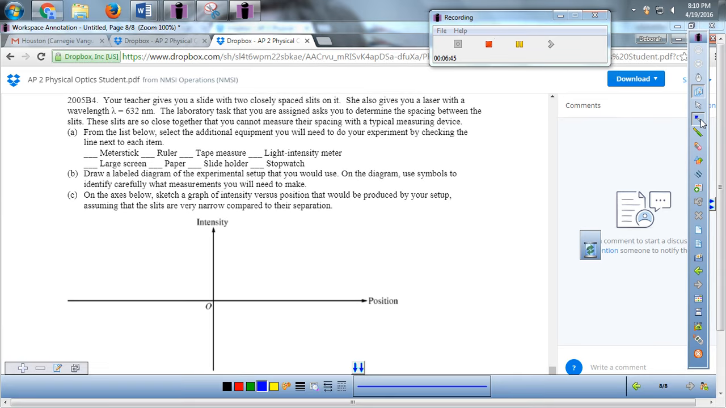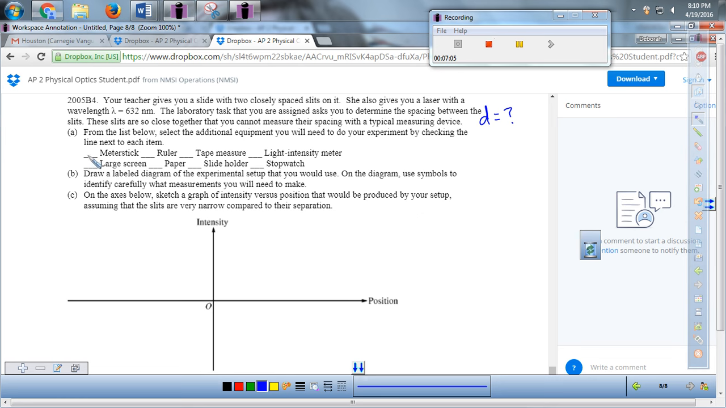All right, it says 2005 B4 says your teacher gives you a slide with 2 closely spaced slits on it. She also gives you a laser with a wavelength of 632 nanometers. The laboratory task you are assigned asks you to determine the spacing between the slits. So I'm looking for D. These slits are so close together that you cannot measure their spacing with a typical measuring device.